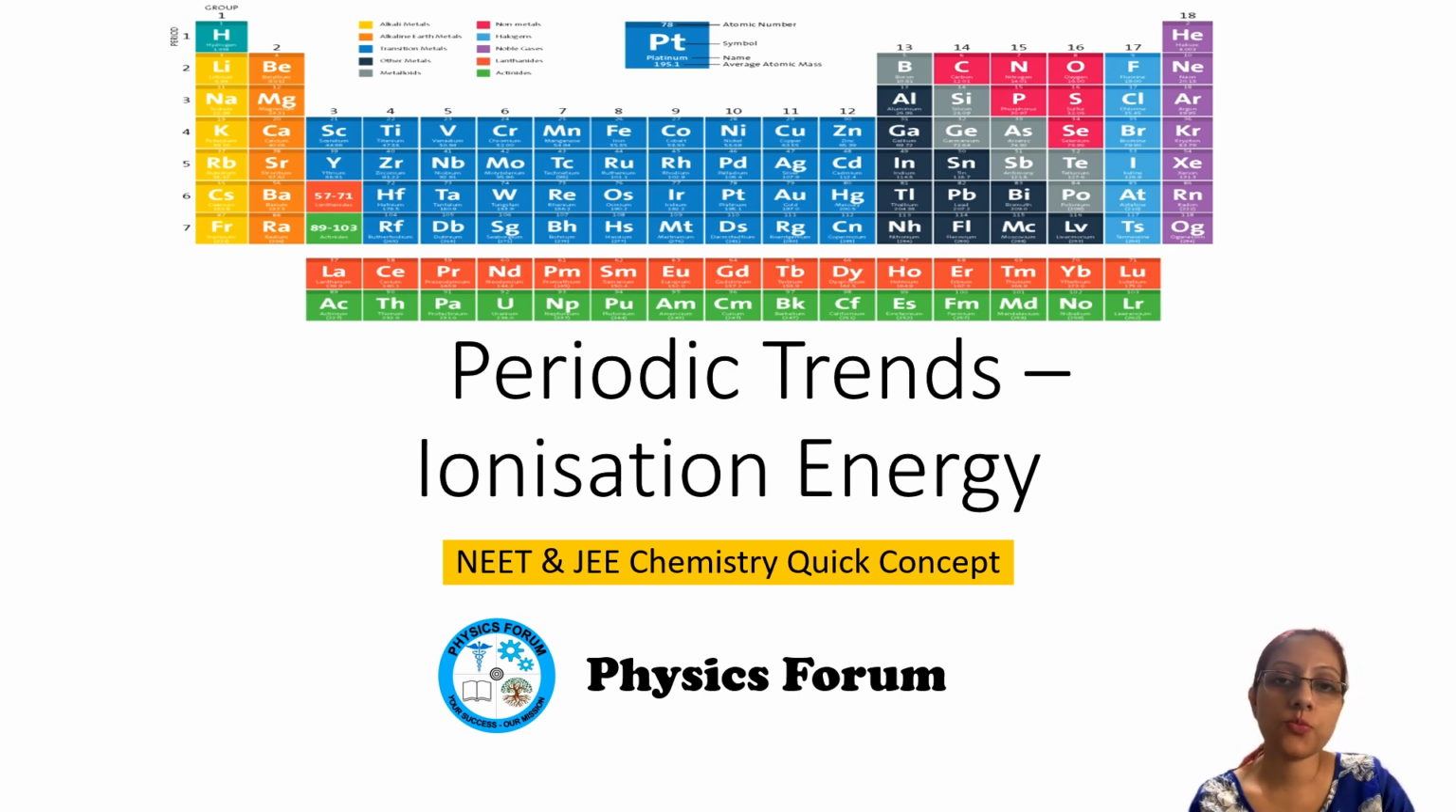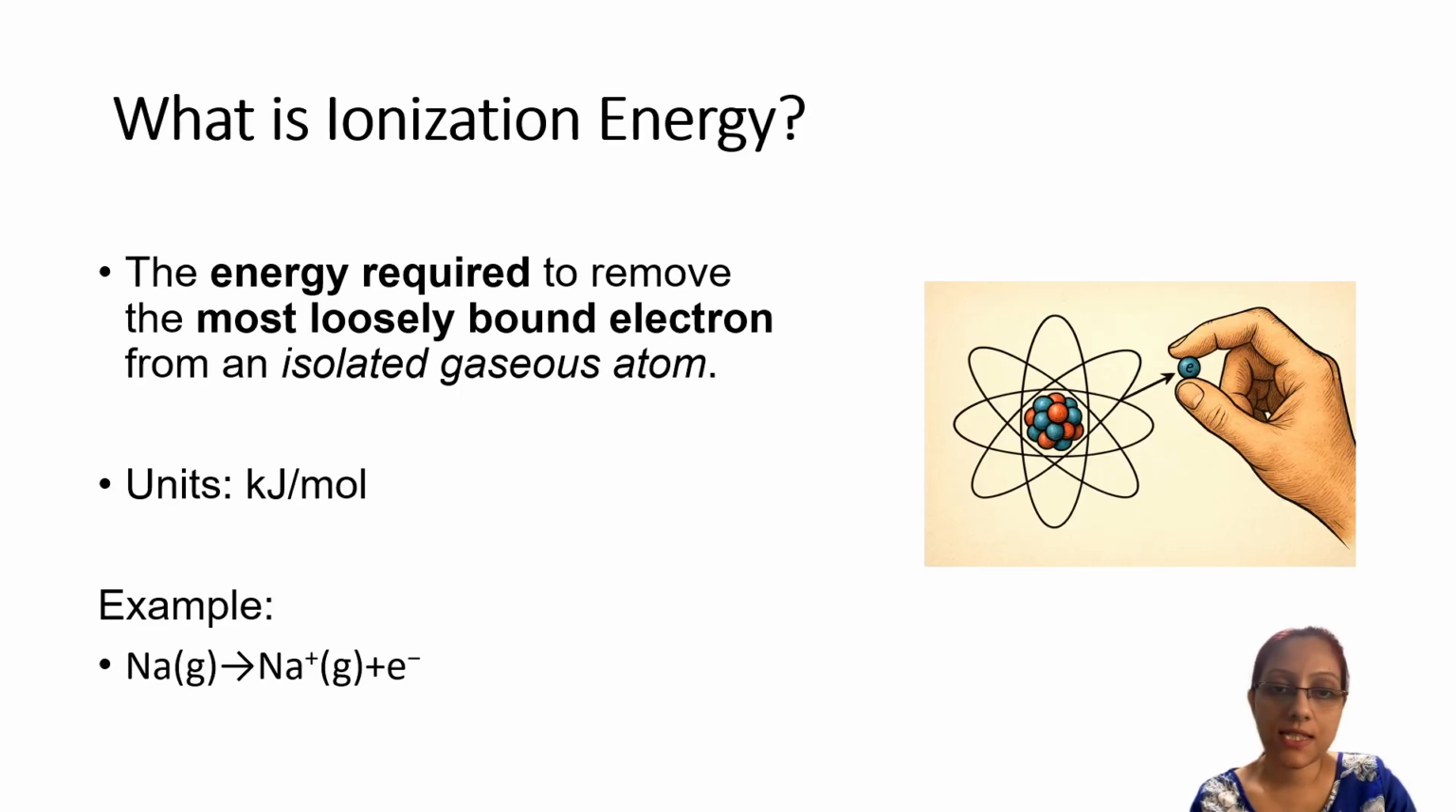Now today we will talk about periodic trends, and particularly the periodic trends in ionization energy of elements. So let's start by understanding what ionization energy actually means. It is the energy required to remove the most loosely bound electron from an isolated gaseous atom, or in simple terms, it tells us how tightly an atom holds onto its outermost electron. The units are kilojoules per mole. That means how much energy is needed to remove electrons from 1 mole of atoms.